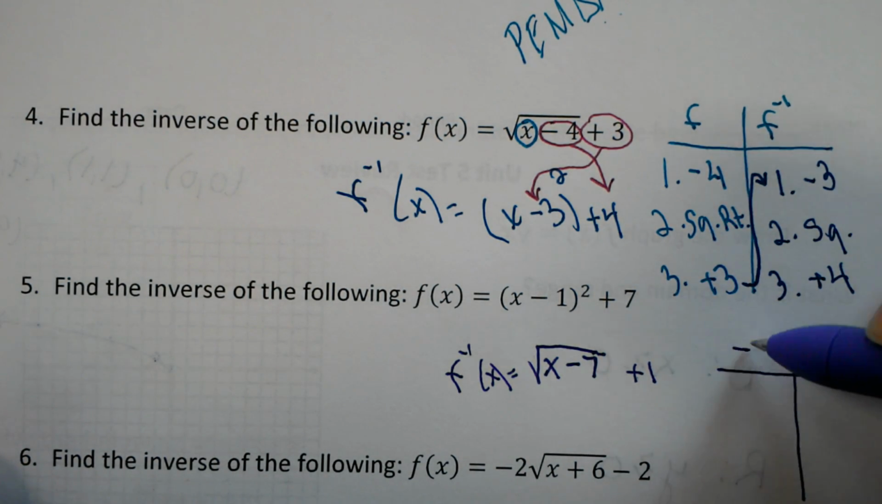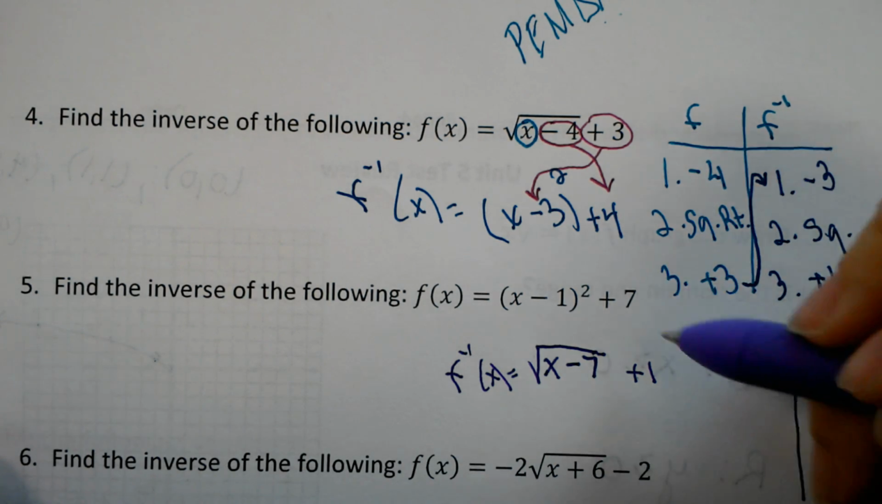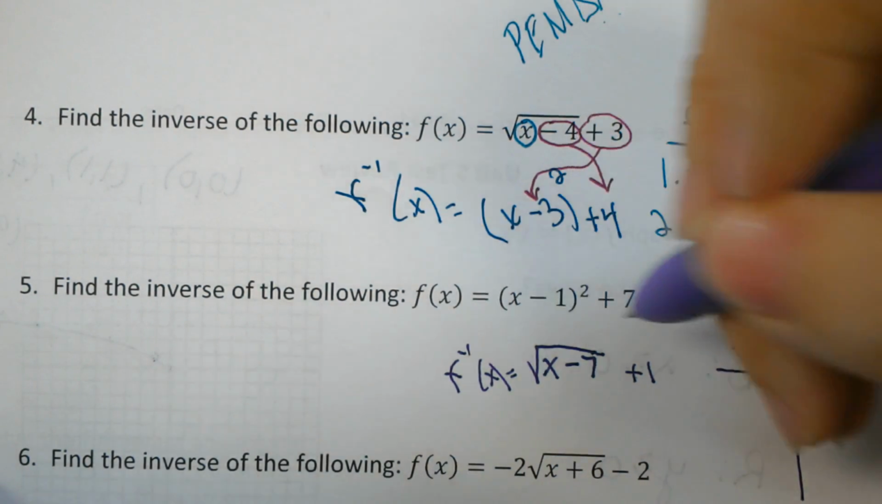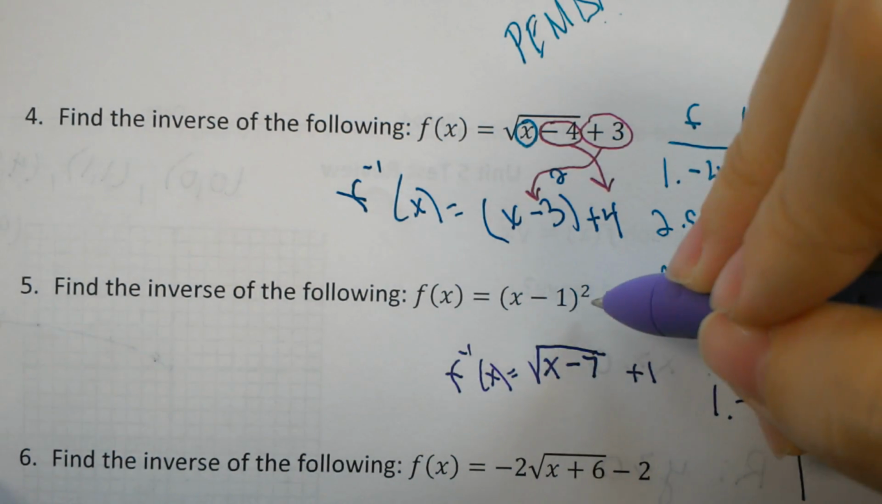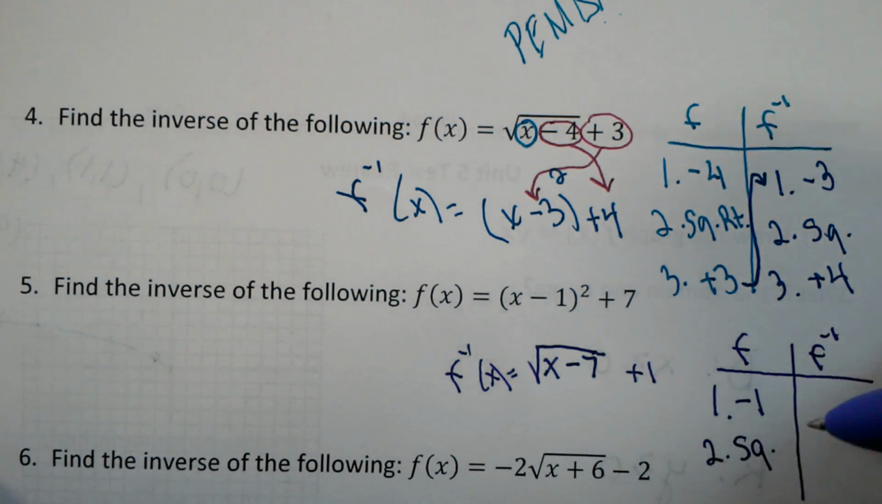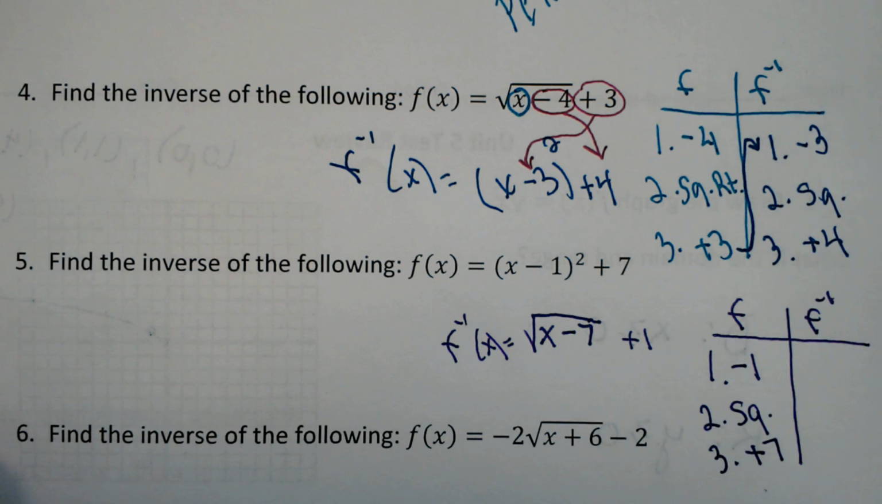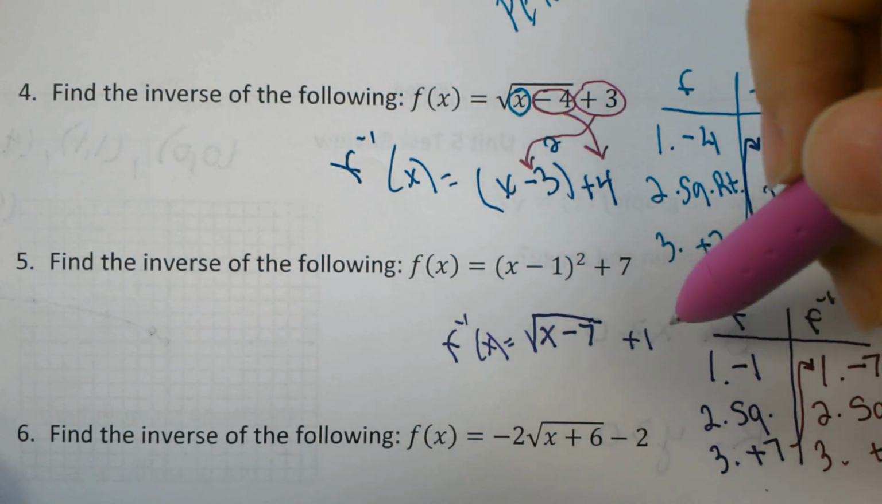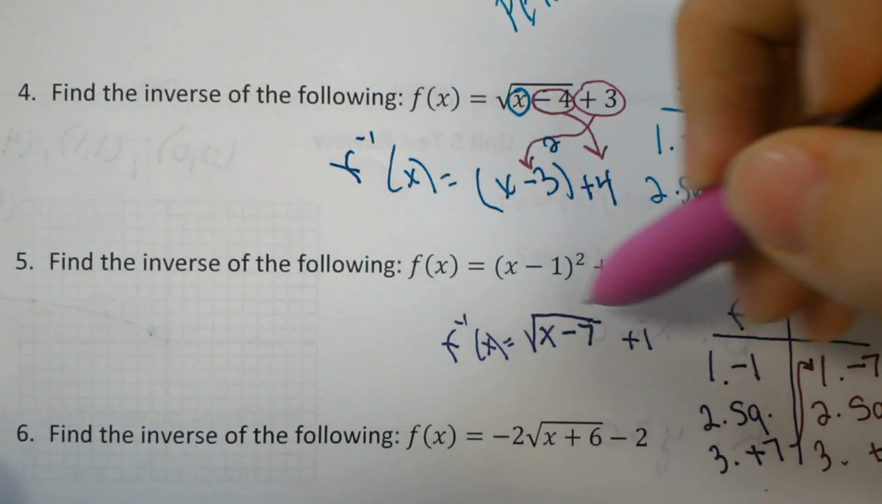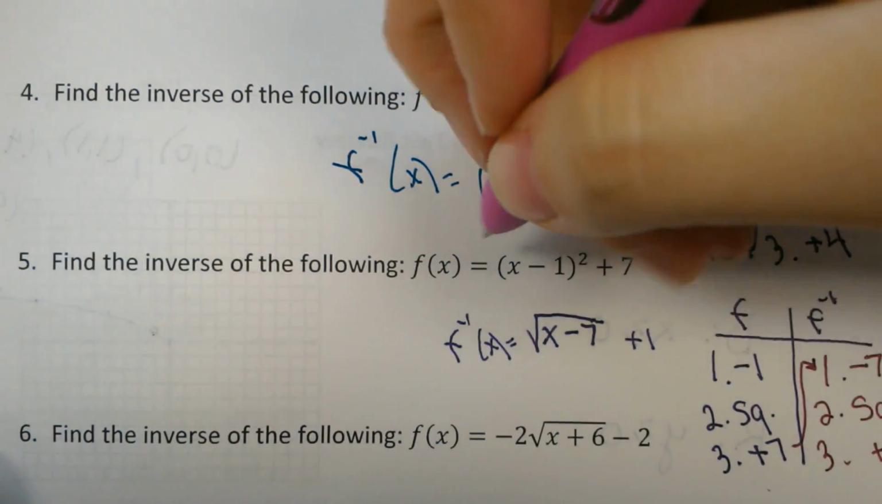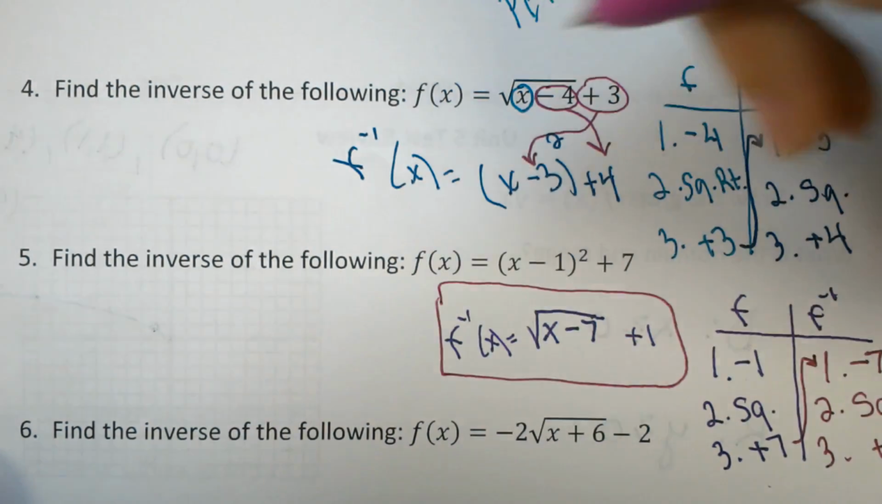So I'm going to make my table and see if I did that right. So the first thing I did here was subtract 1. Then I squared. And then I added 7. So on the inverse, I subtracted 7. I took the square root, and I added 1. So here I write x, I subtract 7, I took the square root, and then I added 1. So yeah, that is my inverse.